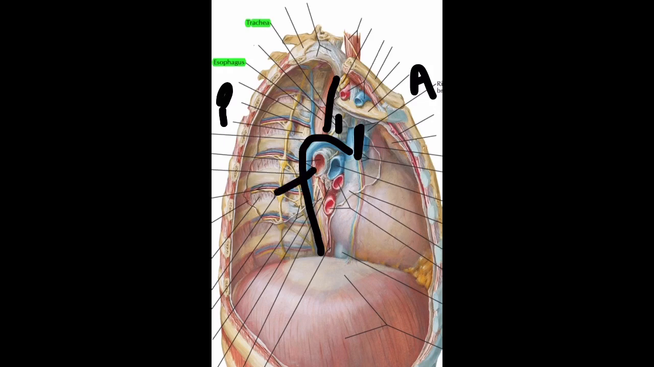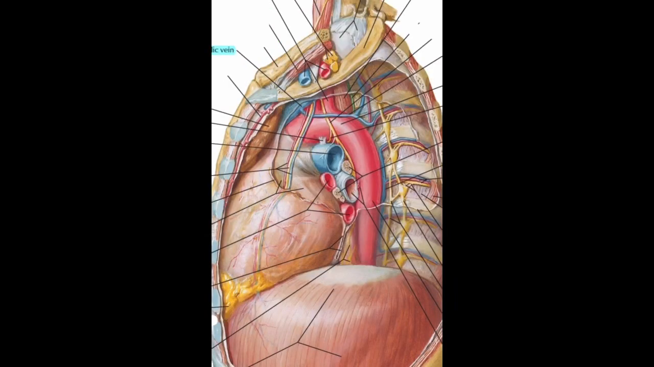What structure is this? Yes, the right main bronchus. What about this? The right main pulmonary artery. And these two structures? Yes, the right pulmonary veins. What is the important thing to remember about the bronchus and artery over here? That they are present at the same level on the right side. Amazing, good job. Let's move on to the next slide.